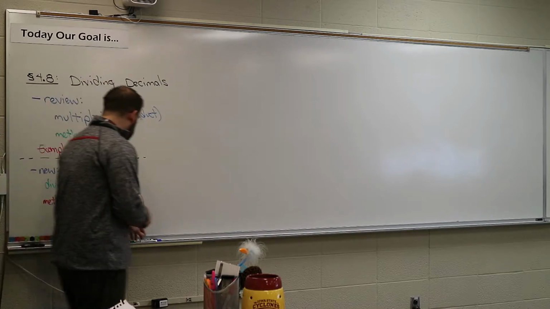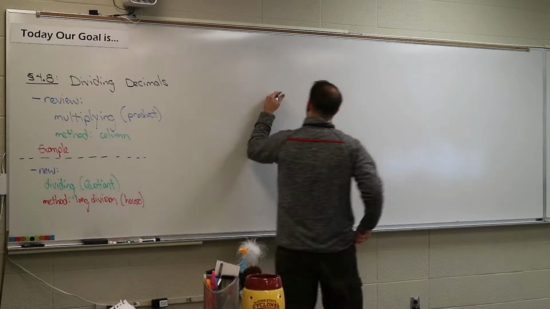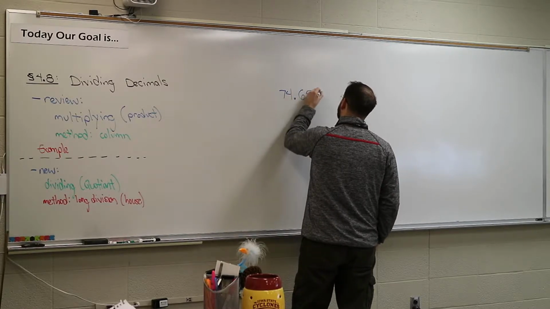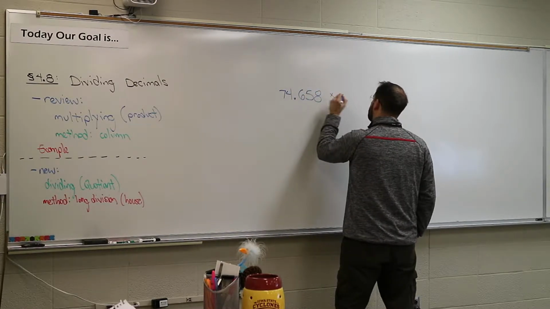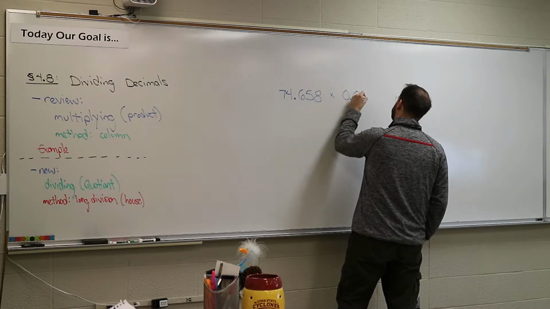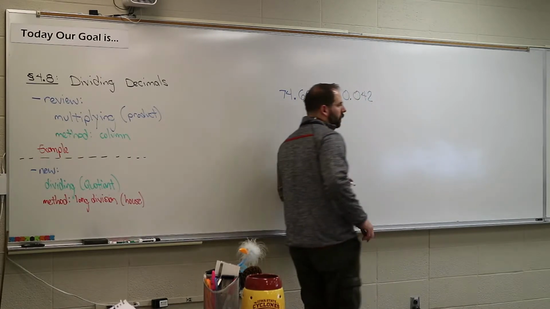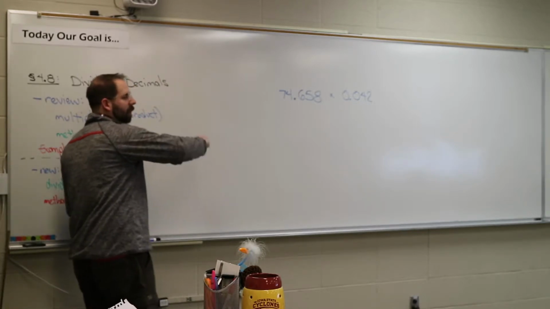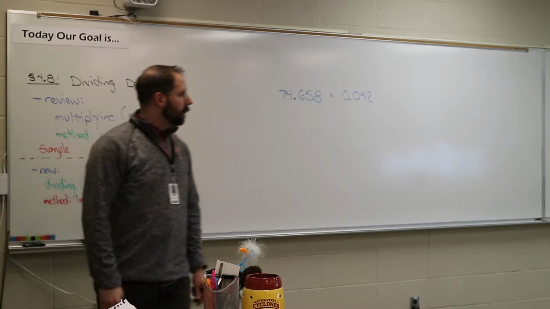But let's do a quick review of a multiplication problem. I think one of your homework problems looks something like this: 74.658 times 0.042. This is one of those problems that I wanted to talk about because of how they set it up and how evil that is.